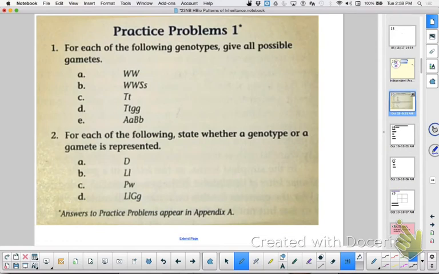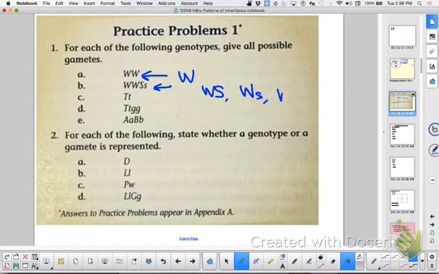Look at this. What are all the possible gametes from that genotype? They're big W and big W. All their gametes are going to be big W. Those are the only gametes you can get. What are the gametes we can get from here? Big W, small S. Yes.